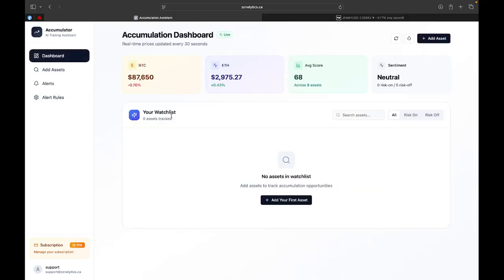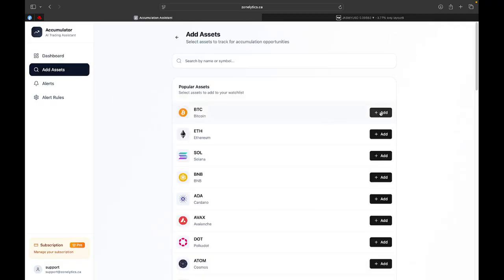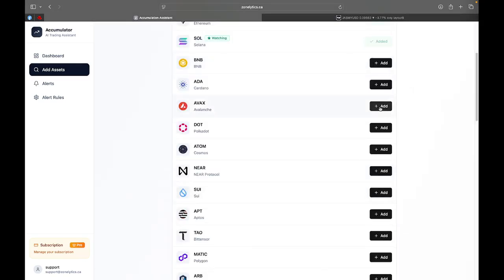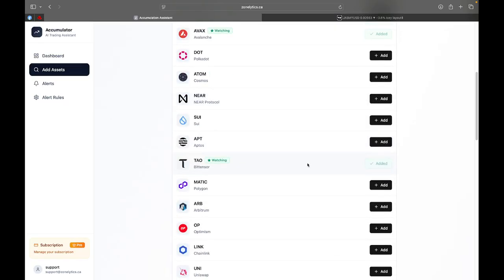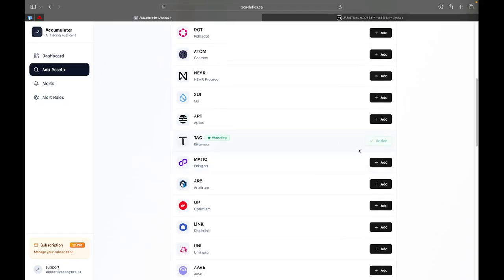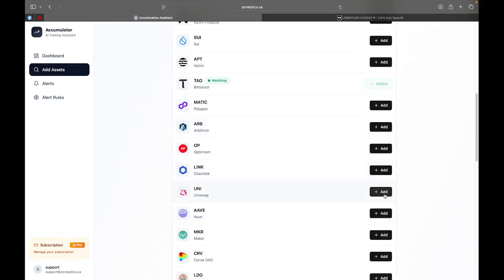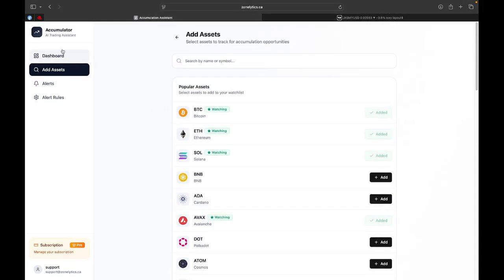Okay, let's go back to the dashboard. This thing is so cool. I'm going to add BTC, ETH, Solana. I like AVAX. Let's see what's going on with AVAX. I like Tau. Man, I like Tau. I like what Tau is doing. Shout out BitTensor community. Uniswap was getting some volume earlier. Okay, let's just do these ones for now.